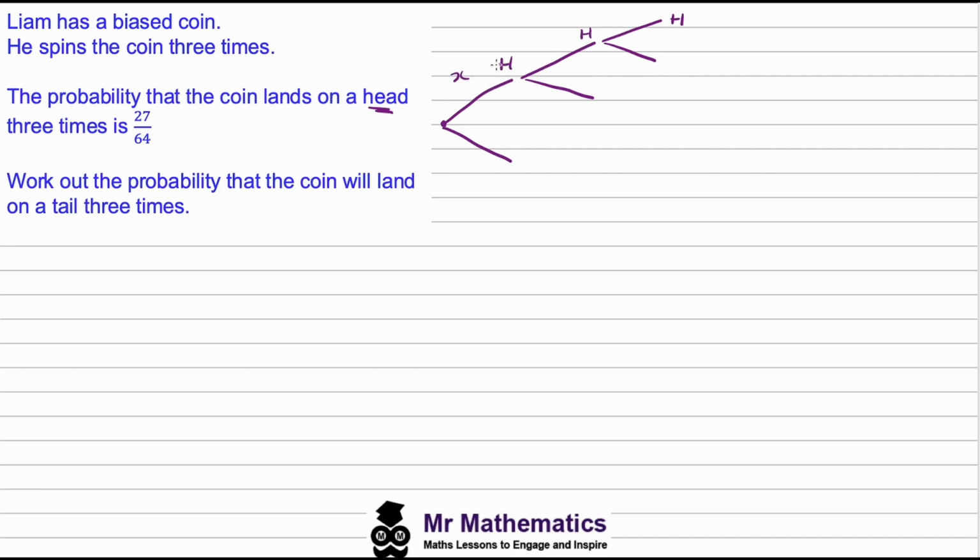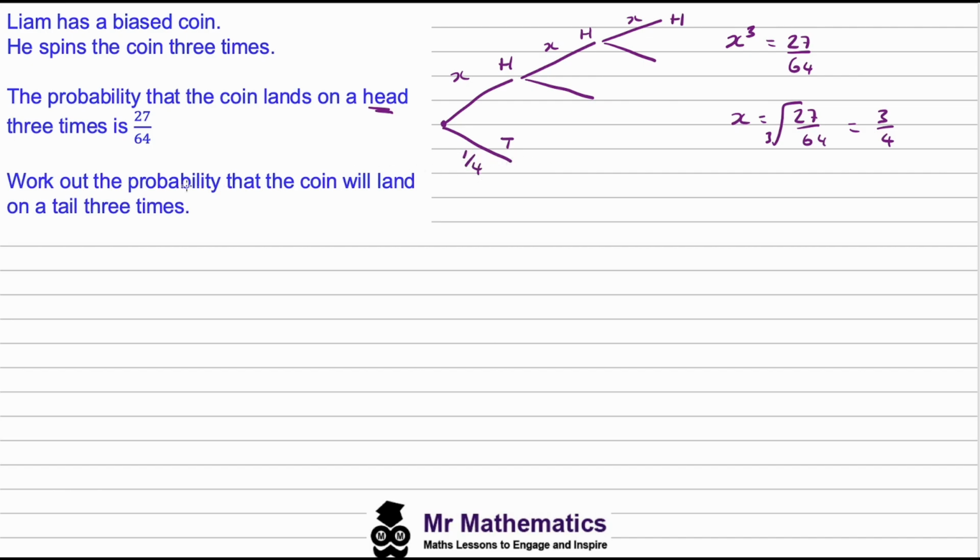So if we label this as x, then x to the power of 3, when you multiply this by itself 3 times, will give us 27 over 64. So we can work out x as the cube root of 27 over 64. And this will give us 3 over 4. So the probability of getting a head is 3/4. The probability of getting a tail must be 1/4.